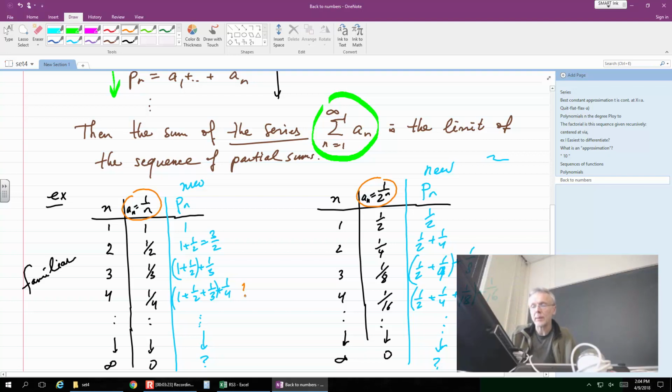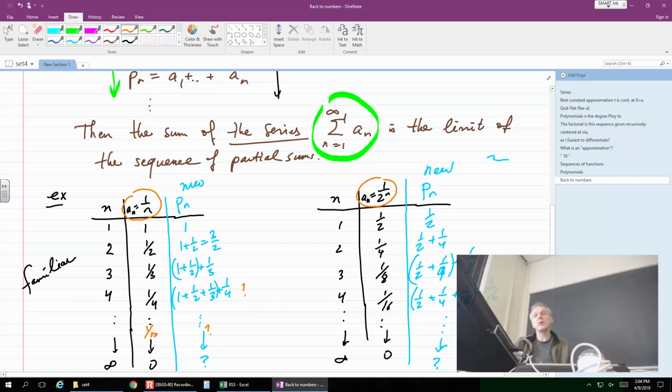So after n steps, where am I? I know that I'm at 1 over n here. Where I am here, I don't know. And that is the challenge. The limit of a sequence when given explicitly is fairly straightforward. 1 over n, as n goes to infinity, where does 1 over n go? It goes to 0. Okay, so easy.